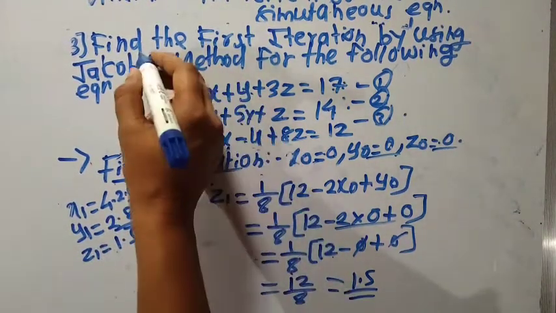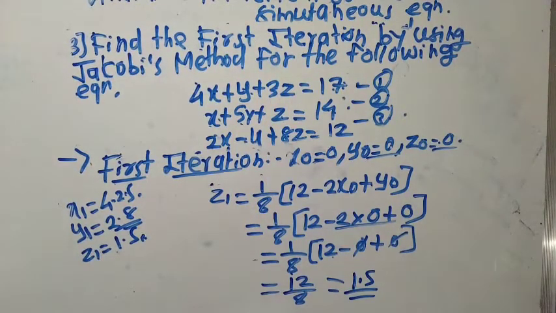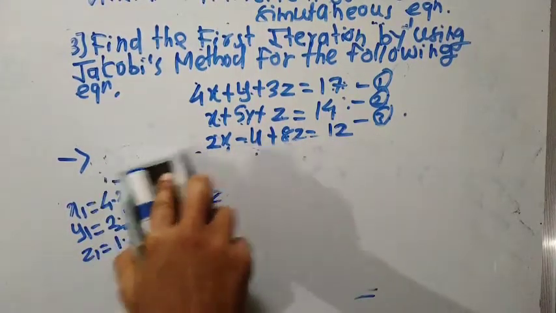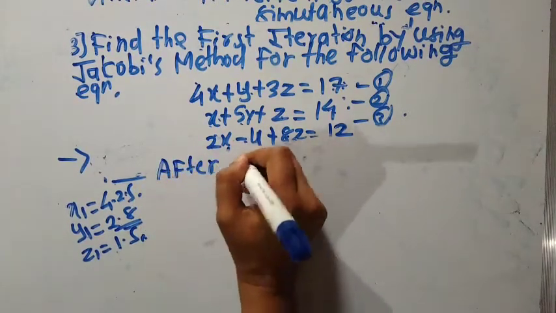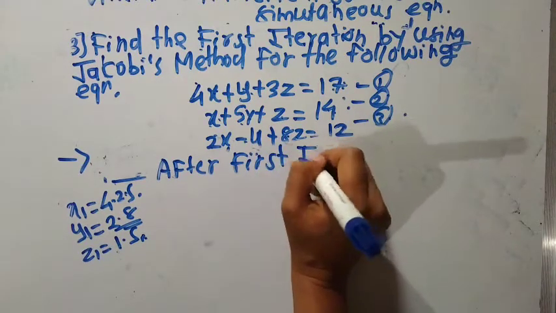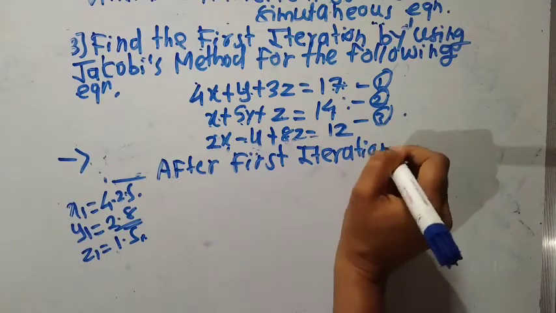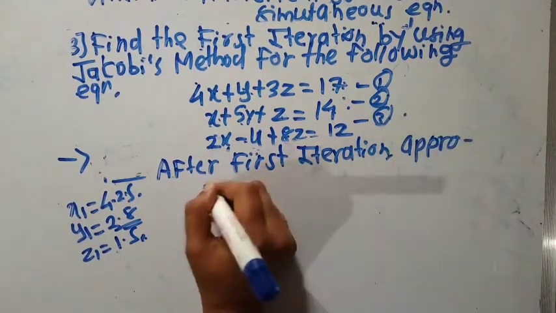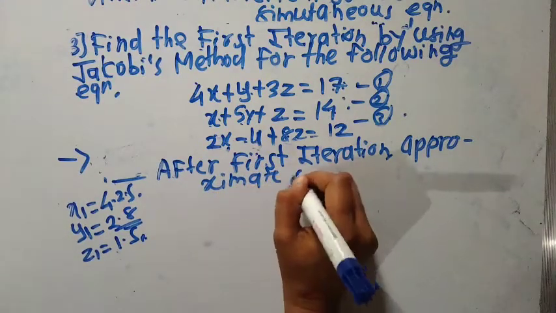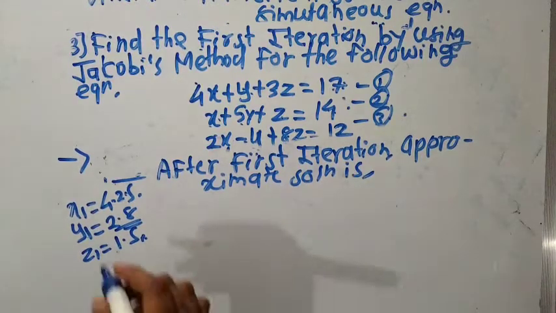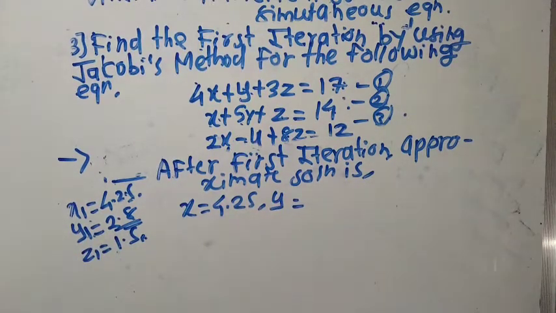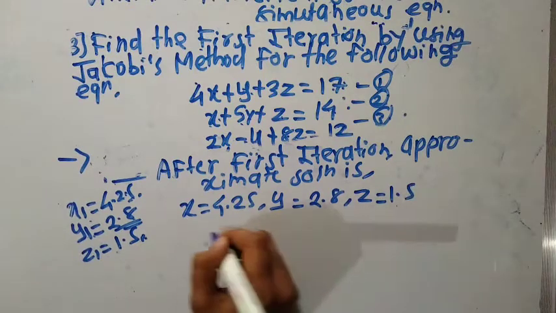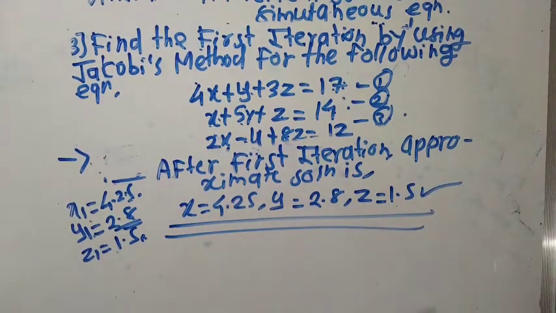So here we only find out the first iteration. Hence after the first iteration, the approximate solution is x is equal to 4.25, y is equal to 2.8, and z is equal to 1.5. Hence these are the solution by using the Jacobi iteration method.